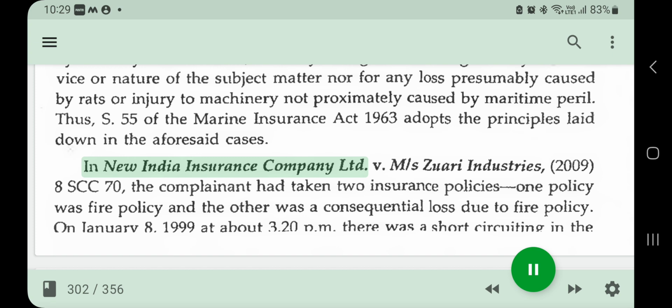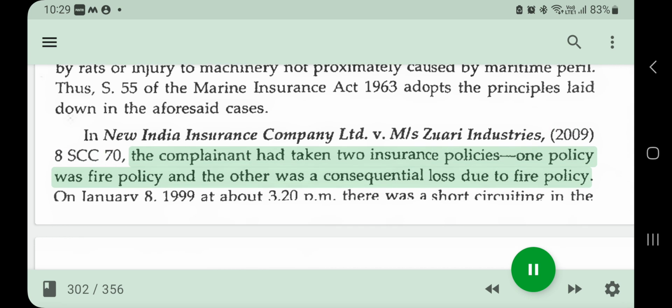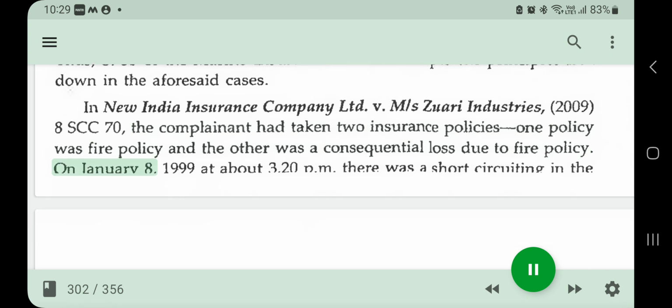In New India Insurance Company Limited v. M.S. Zuari Industries, 2009-8 S.C.C. 70, the complainant had taken two insurance policies. One policy was a fire policy and the other was a consequential loss due to fire policy. There was a short circuit in the 10.18 General Principles of Insurance.